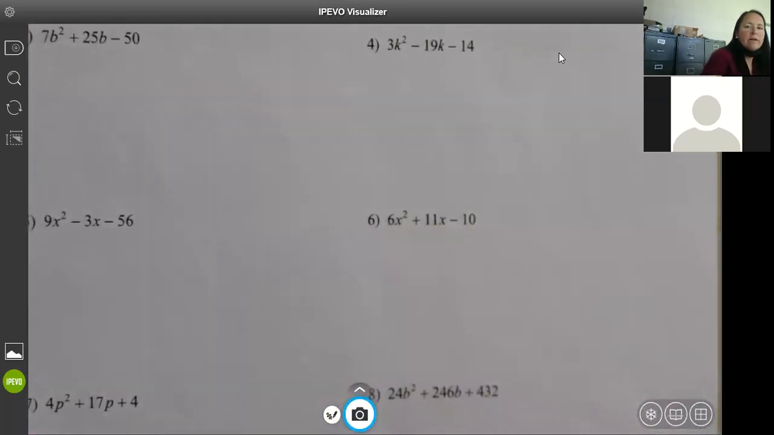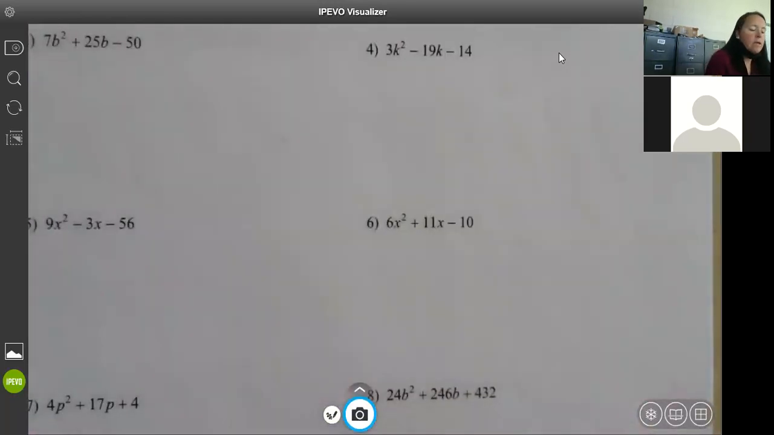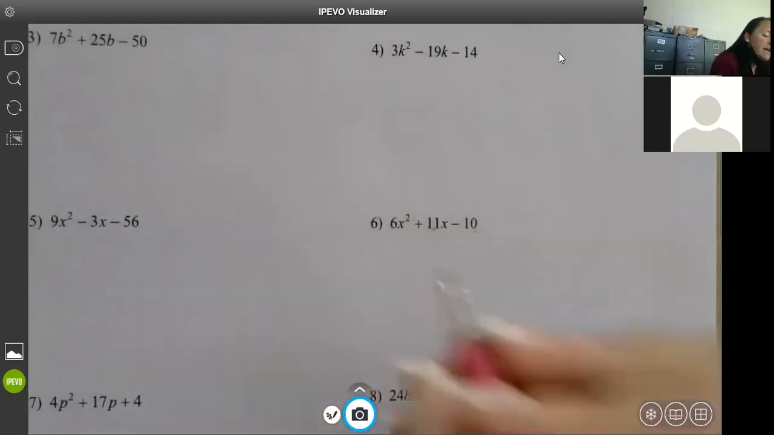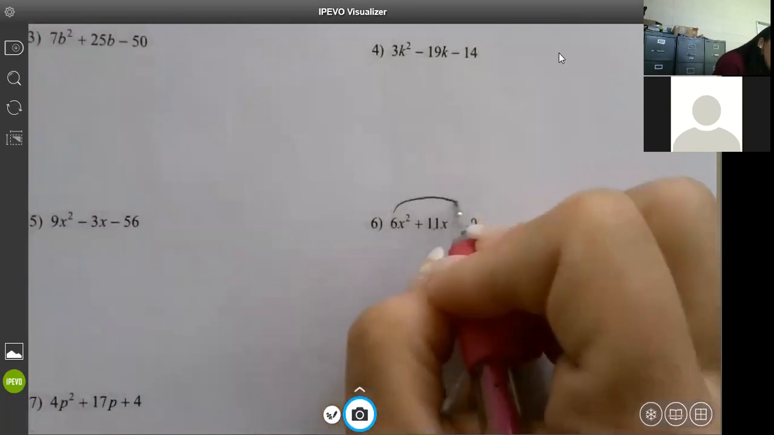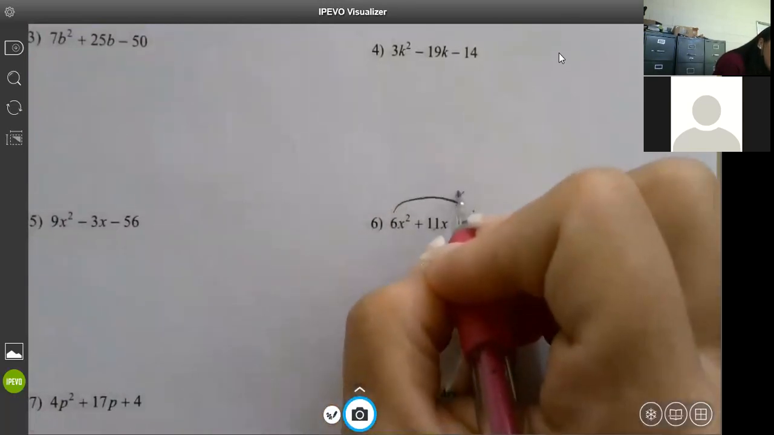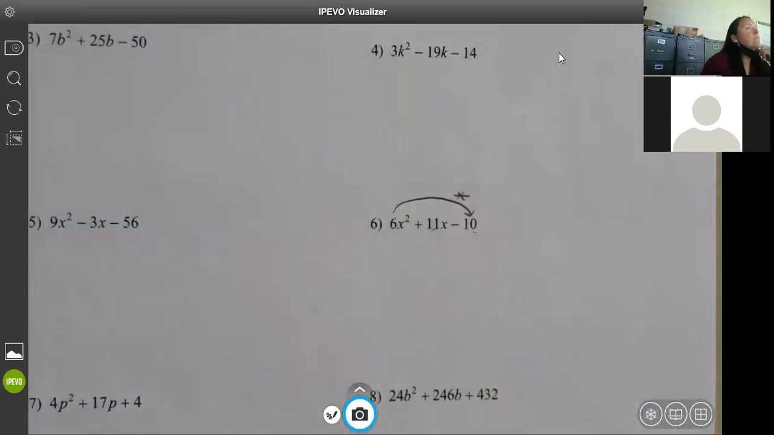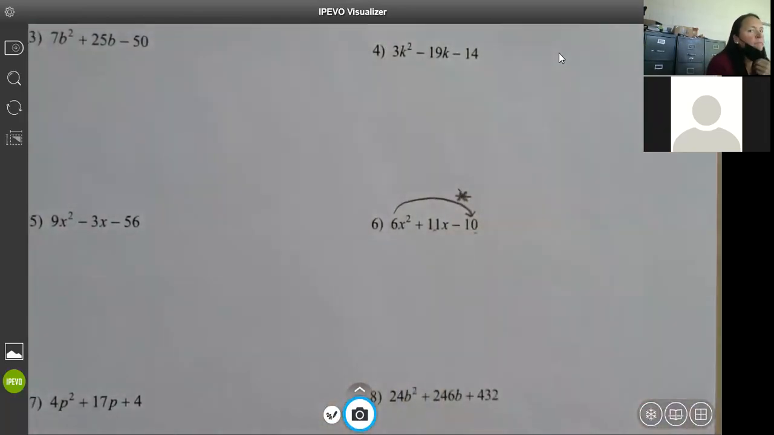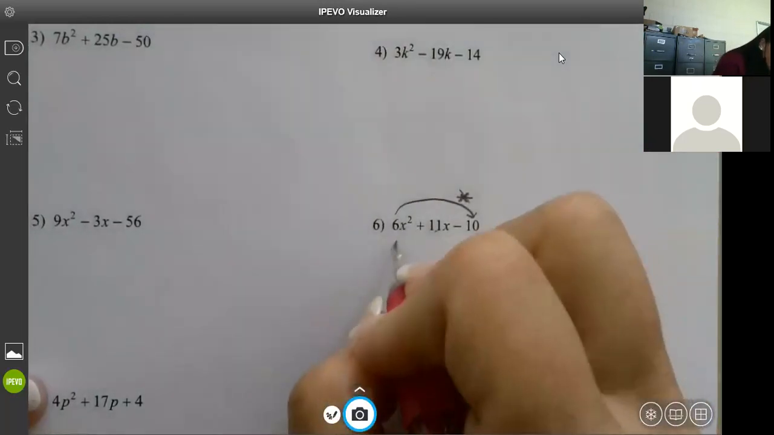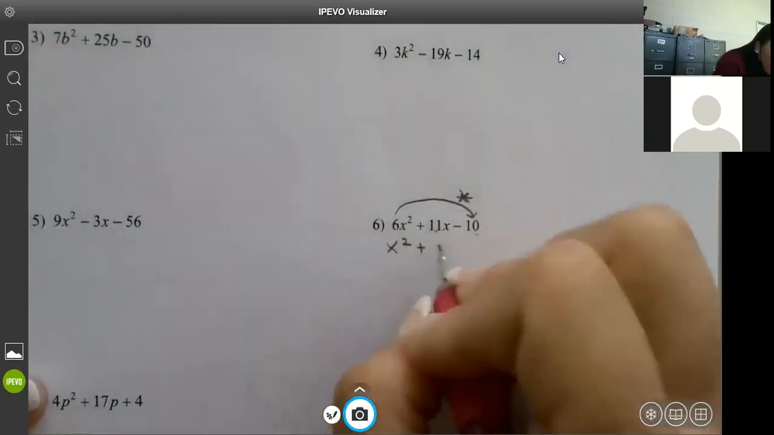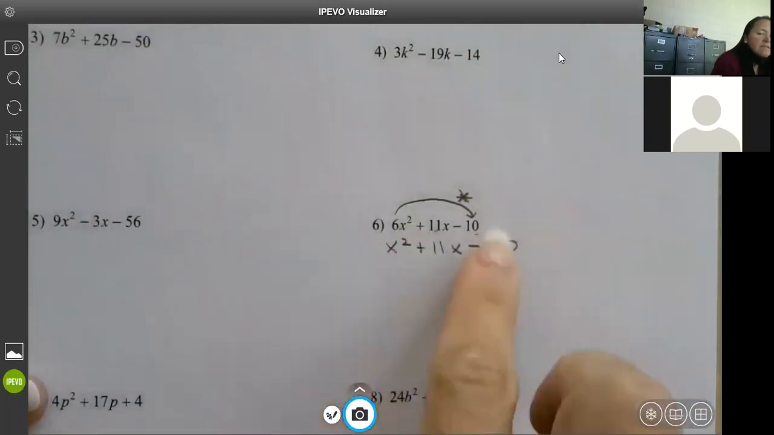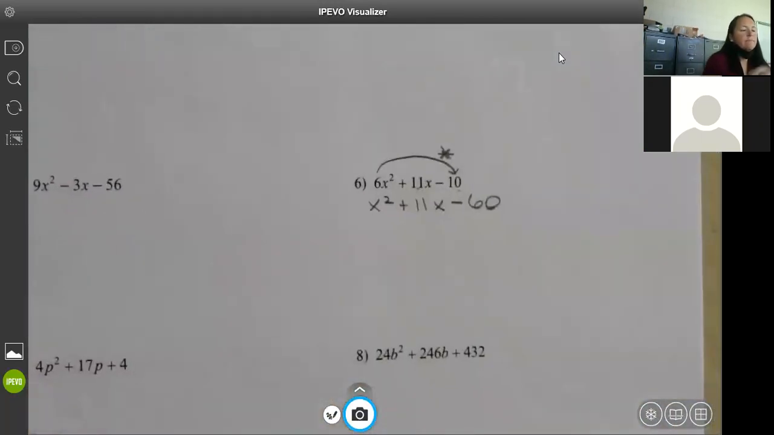6 will not divide into 11 or 10, so that's how we know we don't have a GCF. So we're going to slide this 6 over by multiplying it. That's a little multiplication star. What is 6 times 10? Good. So we're going to rewrite it just like that. And it's a negative 60. 6 times negative 10 is negative 60.